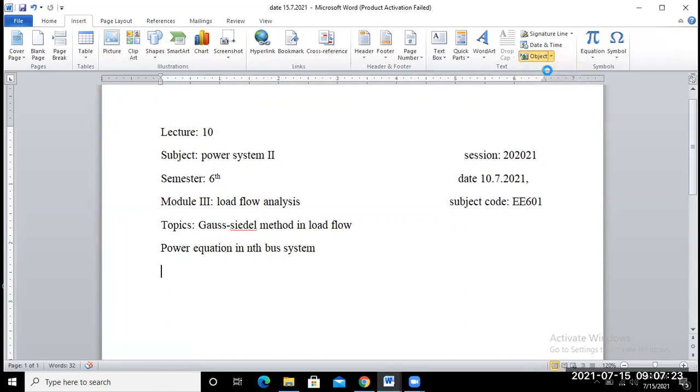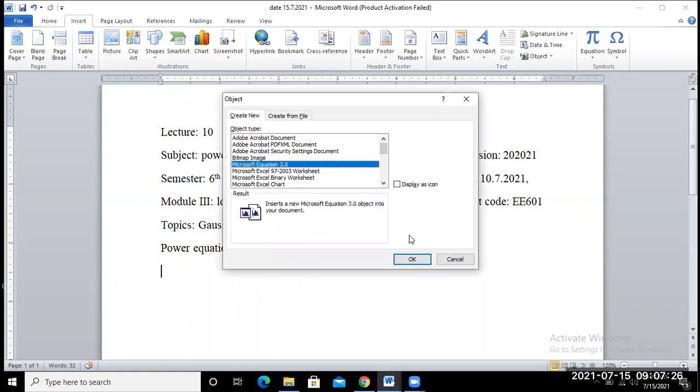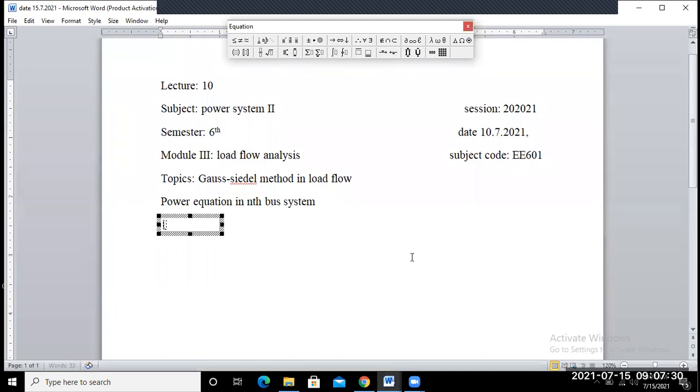So the current equation for the ith bus: Ii equal to the summation of k equal to 1 to n of Yik Vk. That means the admittance Yik times Vk.